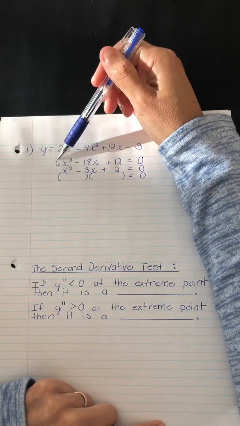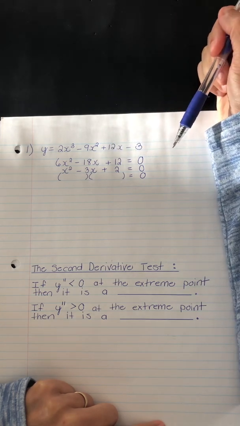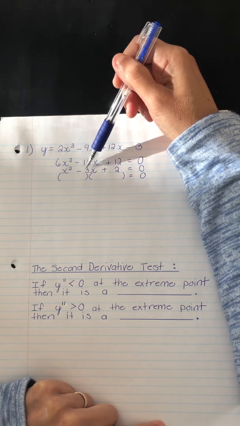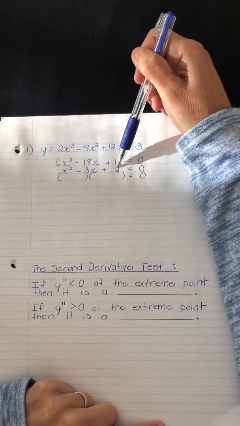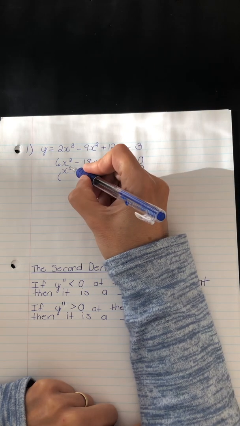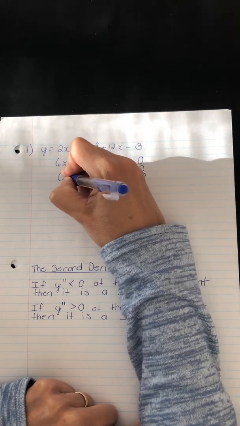You'd have a is 6, b is negative 18, and c is 12. Or you can use this form here. a is 1, b is negative 3, and c is 2. So if you want to use the quadratic formula, you can go ahead and do that. But as I said, since this has a leading coefficient of 1, it's going to be easy to factor.